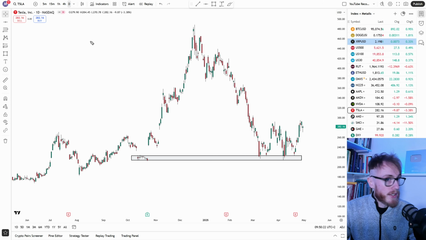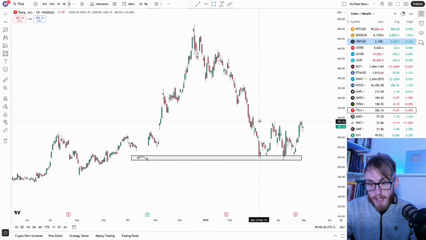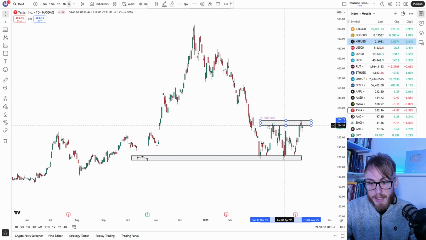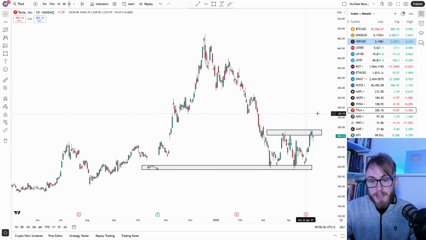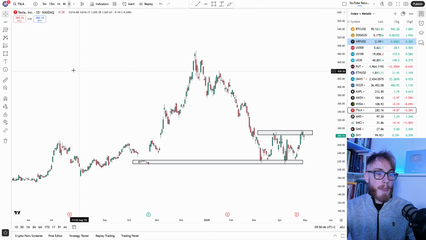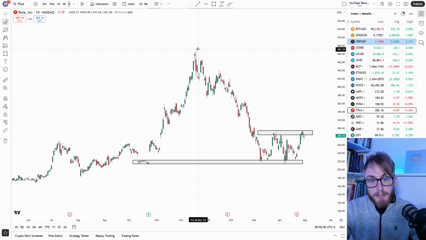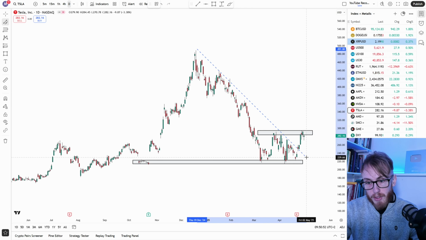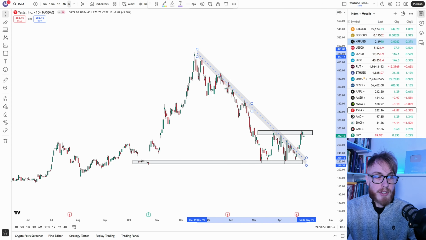And once again, we can use this rectangle tool to draw out the recent resistance right here. You can see Tesla have been finding resistance, at least 1 time, 2 times right here. So this is definitely a sort of resistance zone to pay attention to in the future. If you want to, you can actually probably use the parallel channel if you want to draw a sort of more broad sloping zone as well. So you can use it something like this.